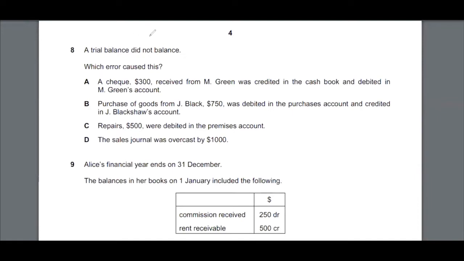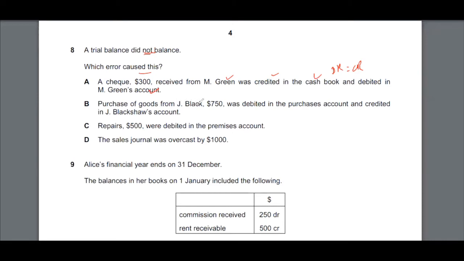Multiple choice 8. A trial balance did not balance. Which error caused this? So you need to read and identify which of the errors will actually cause a trial balance to not balance. A check of $300 received from M Green was credited in the cash book and debited in M Green's account. Even though the entry has been done incorrectly, in this case debits are equal to credits. Even though this entry is wrong, it won't have any impact on the balance.